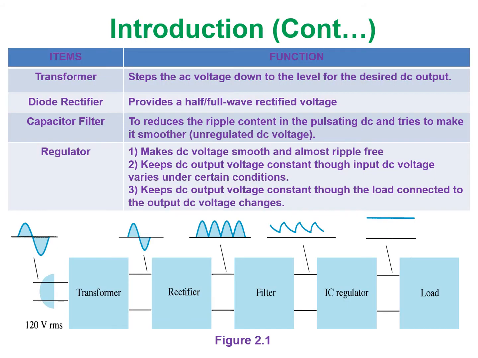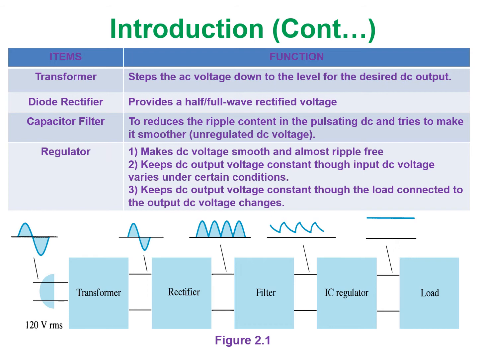So this is the block diagram of the DC power supply, starting from 120 volt RMS to transformer, rectifier, filter, and IC regulator, and then to the load. Our input is AC, alternating current, and then we rectify, filter, and regulate until we have a constant DC power supply. These are the items in this block diagram: transformer, rectifier or bridge rectifier, capacitor filter, and regulator, which is an IC regulator.